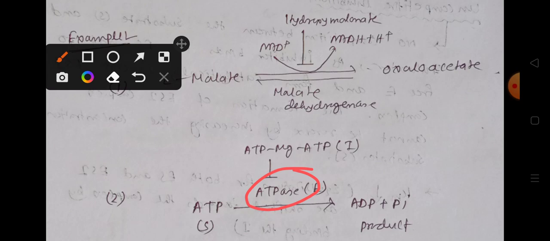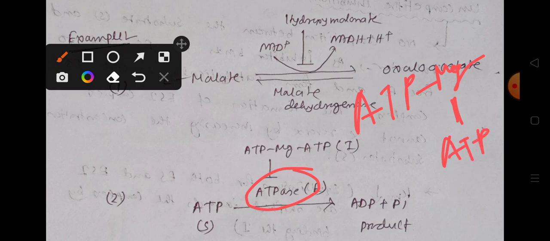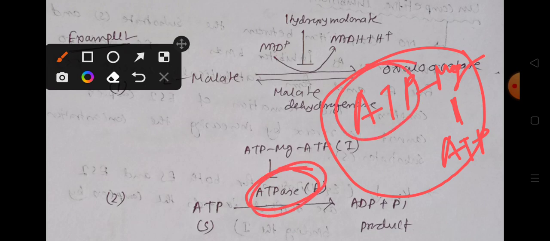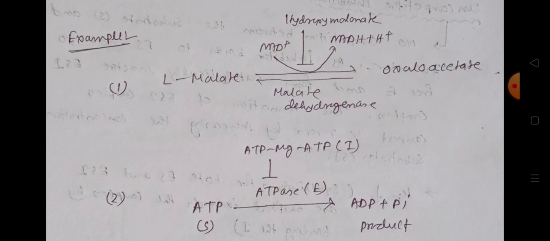So here the idea is when an excess amount of ATP is present, the substrate which is ATP and Mg, because you know that Mg here plays a very important role. So the excess amount of ATP is going to react with the substrate and form a twice complex called ATP-Mg-ATP, and as a result ATPase cannot degrade the ATP. Okay, so that is the idea of uncompetitive inhibition and their examples.